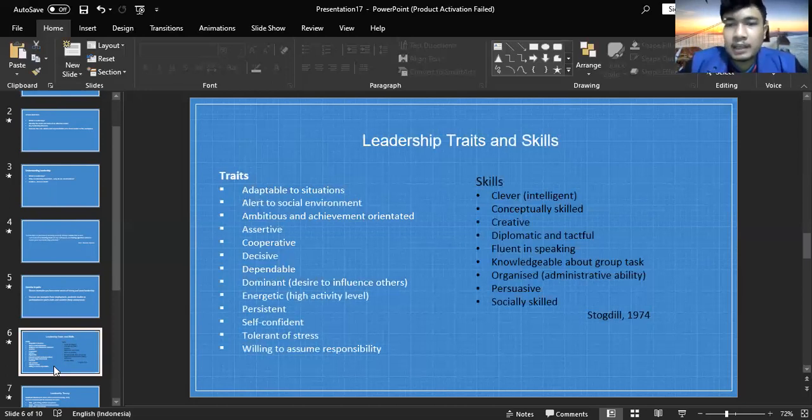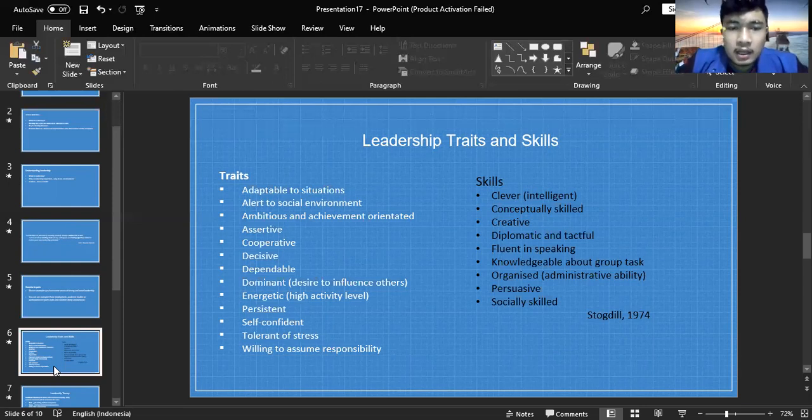Second part, leadership traits and skills. Leadership traits are, first, adaptable to situations. In a leader, you must have this. You can be easygoing with your team, open-minded to your team, so you will lead your team properly.